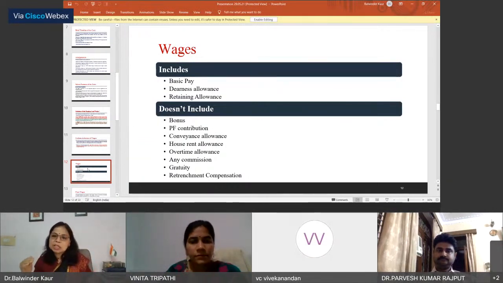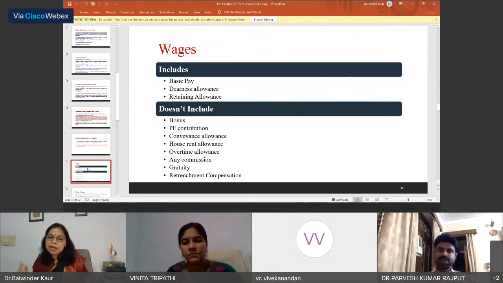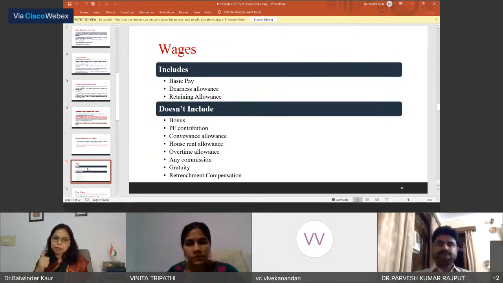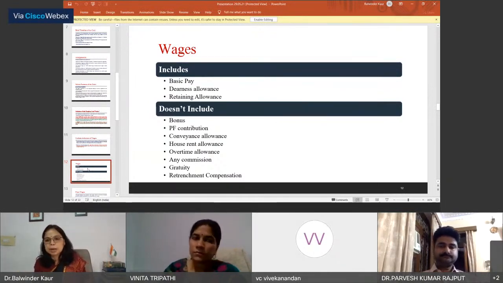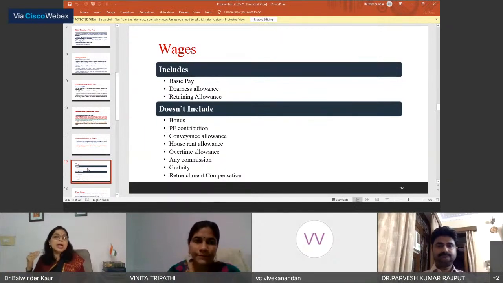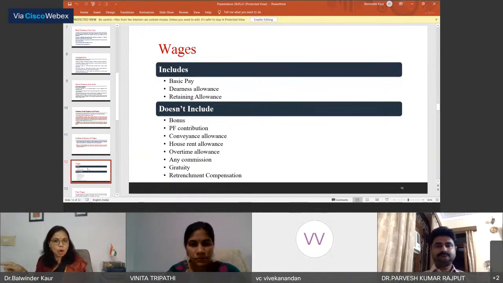Under the wages, basic wage, dearness allowance and retaining allowance would be considered as part of the wages. What won't be considered as wages? That is bonus, provident fund contribution, conveyance allowance, house rent allowance, overtime allowances, any commission, gratuity and retrenchment compensation, which will be excluded from the definition of wages in the context of the Code on Wages 2019. So this definition will apply to gratuity. This definition will apply to provident fund also.